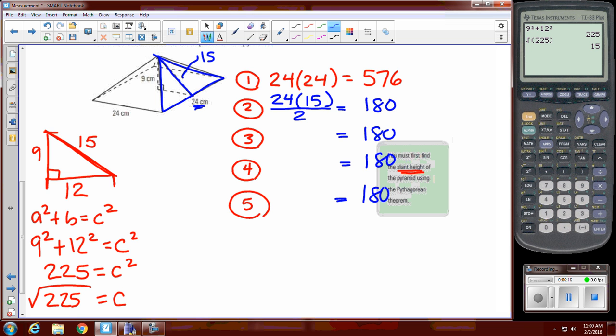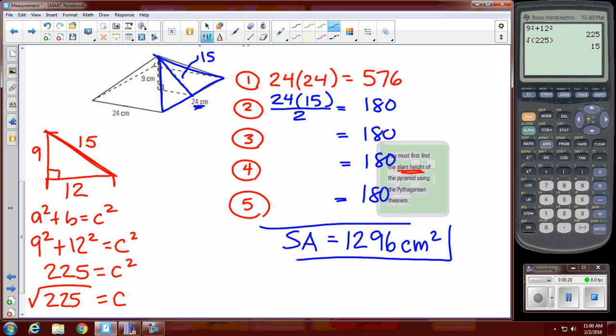180 square centimeters. So if I take the sum of all of those sides, I have 180 4 times and a 576. That gets me to 1,296 square centimeters for the surface area of this pyramid. Now again, this pyramid was a little different because we had to find the slant height. It wasn't given to us, but we used Pythagoras to find that out.